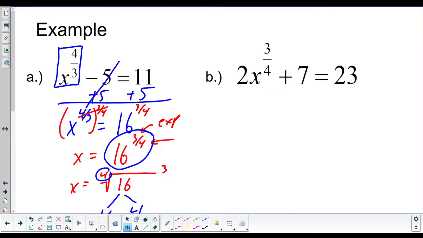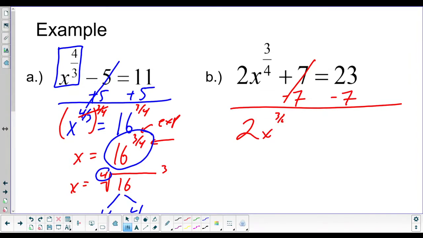So let's look at example B. We need to isolate the base and the exponent. So we need to get rid of this 7 and this 2. When we're solving, we're doing order of operations backwards. So we're going to get rid of the plus 7 first. So let's subtract 7. So we have 2 times x to the 3/4 power equals 16. Now we have to divide both sides by 2. These cancel. So we have x to the 3/4 power equals 8.